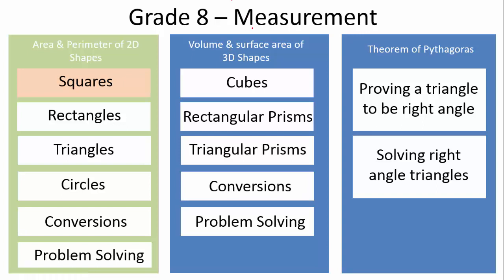We're now in the section on measurement. This is one of the 5 major sections of grade 8 maths. We're going to start off with area and perimeter of 2D shapes before we move on to volume and surface area of 3D shapes. And we're going to start off with squares.